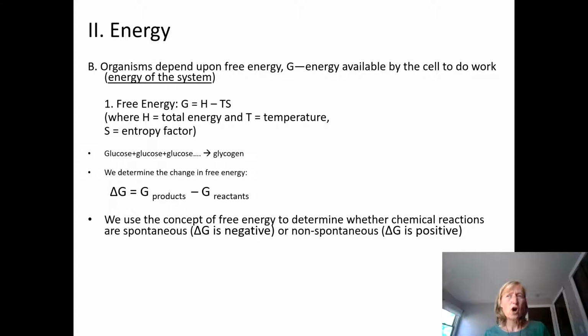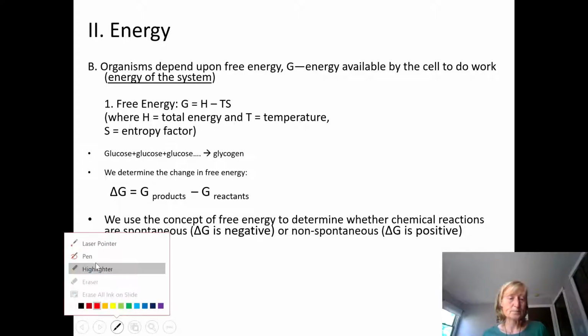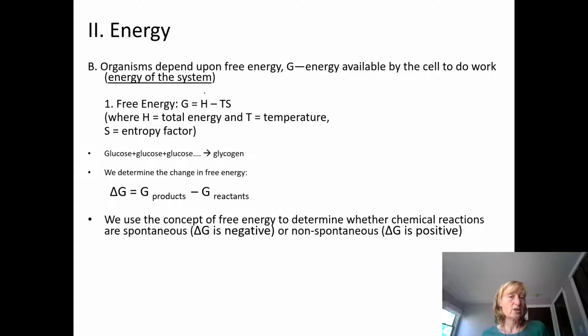In order to talk about reactions, we need some sort of concept that can explain the energy in chemicals and the energy in the reaction. And we use the concept of free energy, created by a person named Gibbs. So the free energy symbol is G. G is the energy available to the cell to do work, or the energy of the system. We can talk about free energy as equal to the total energy available in the system minus an entropy factor, because there's always entropy happening.